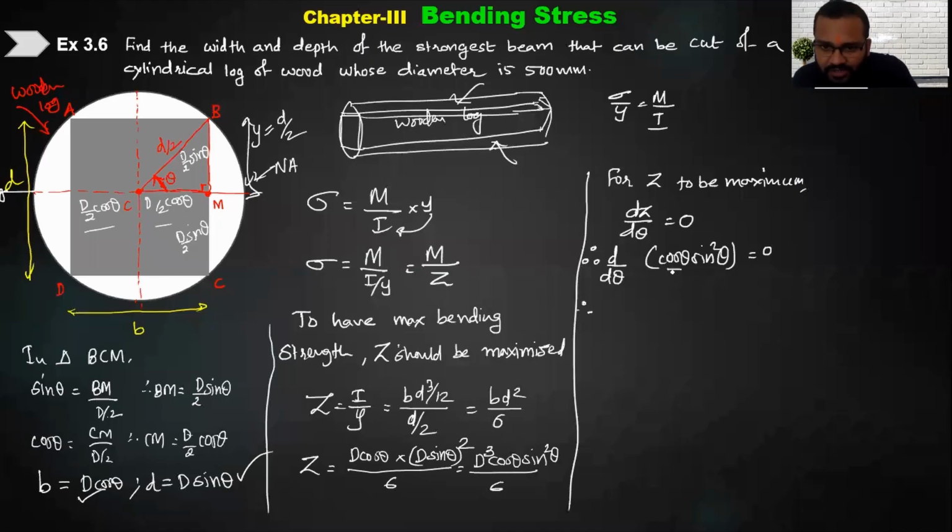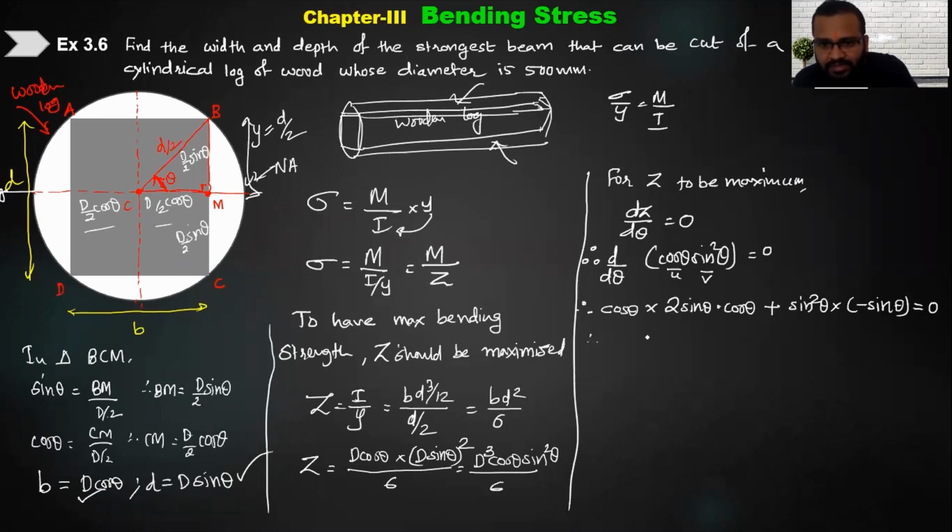Whether you call this u or this v, it is u into v. So what do we do first? Take u as cos theta. Anubhav Singh is raising his hand. Yes, Anubhav, go ahead. Cos theta into the derivative of sin square theta, which is 2 sin theta cos theta. Very good. Plus sin square theta into the derivative of cos theta, which is minus sin theta. The derivative of cos is minus sin. Minus sin cube theta is equal to 0.